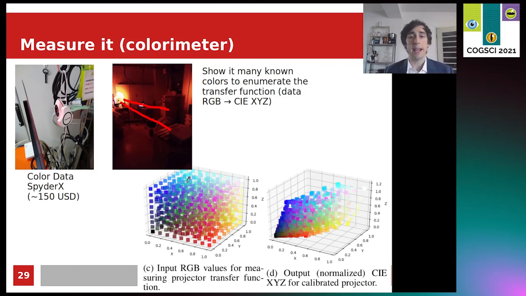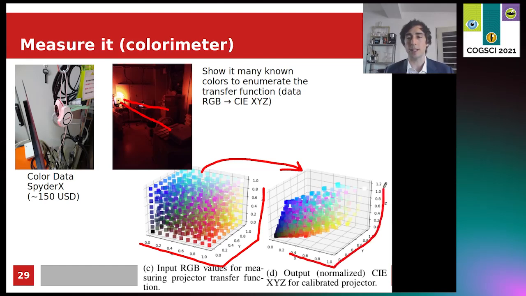wavelengths of light, and so I can convert from the red, green, blue space. Sorry, this says XYZ, it's actually red, green, blue. I can measure for each pixel value of red, green, blue what the output is in XYZ space. XYZ space is a color space made by the CIE, the international standardized color space to represent human perception.